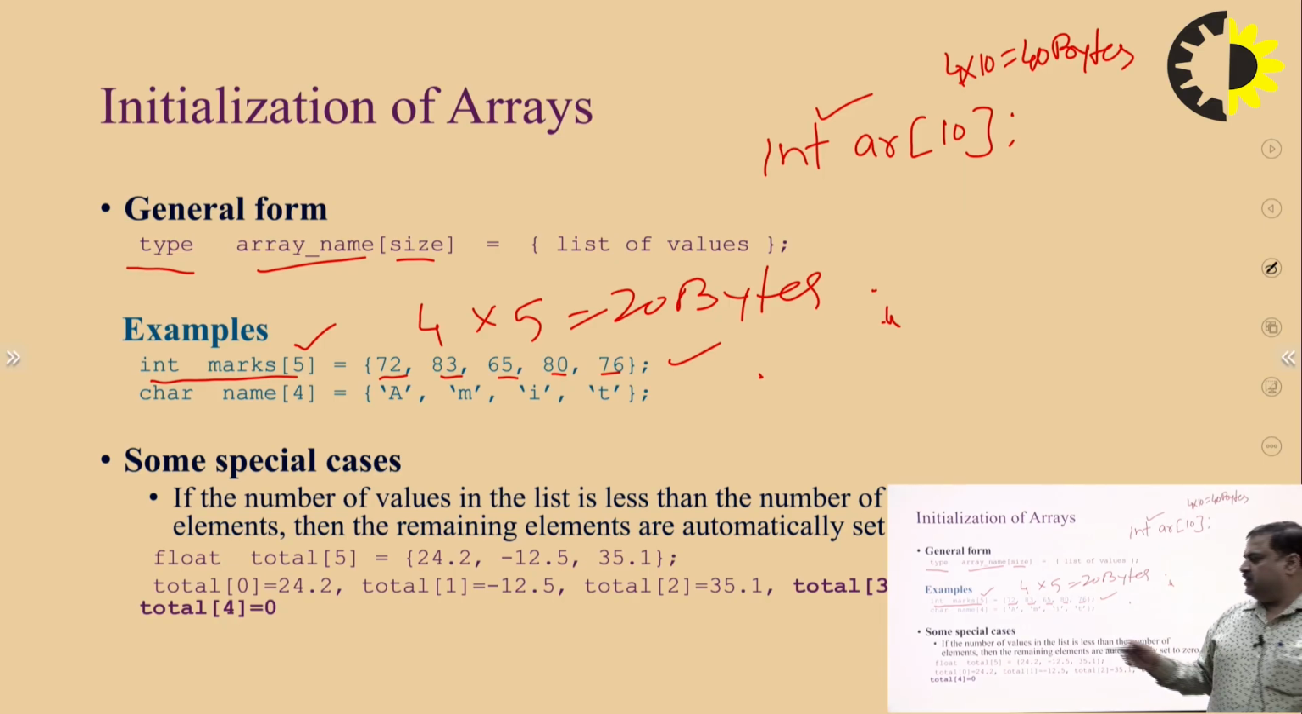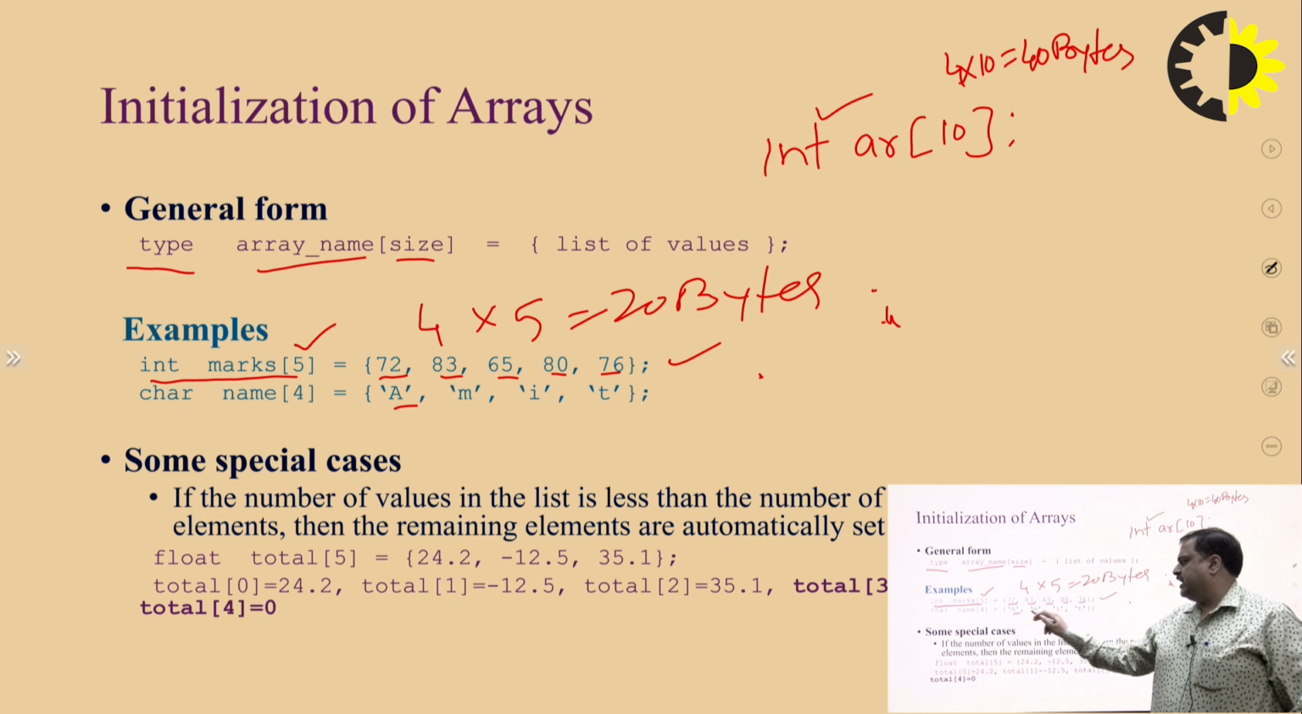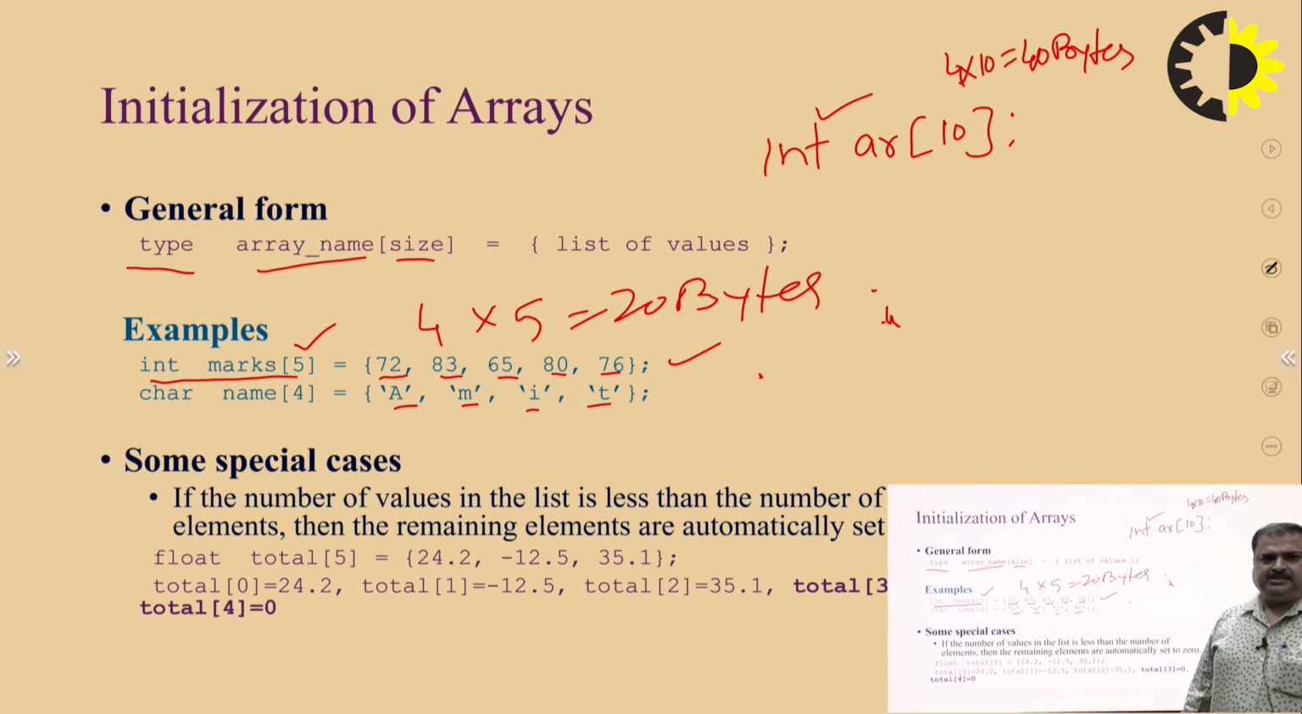In another example, we have taken the character data type, with name and the number of elements being 4. We have taken 4 characters, A, M, I, T, and stored these 4 characters in memory. What will be the size of this array? I hope you can calculate. How many elements are there? 4. And per element size requirement, it is a character, so that will be 1. Number of elements 4, so this will be 4 bytes.